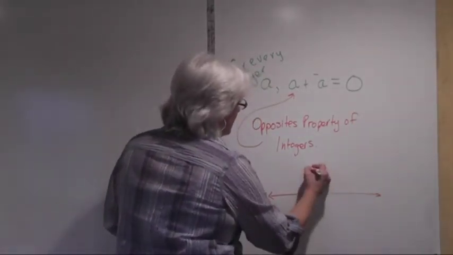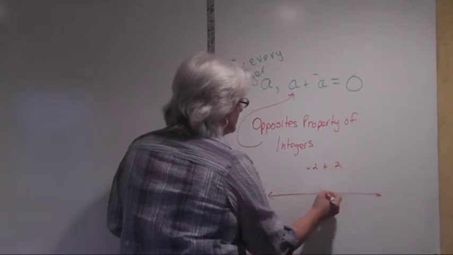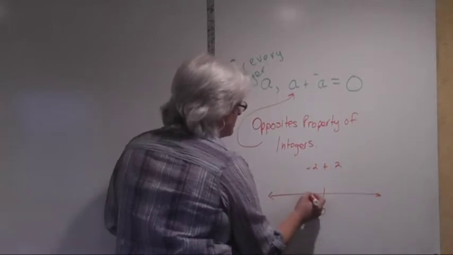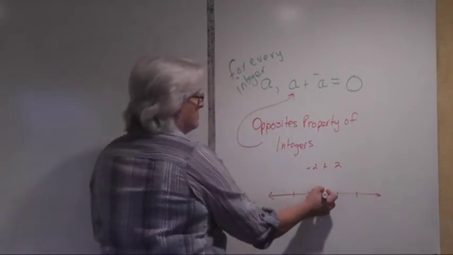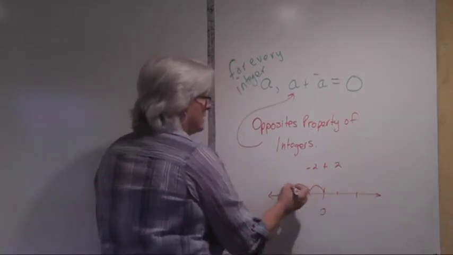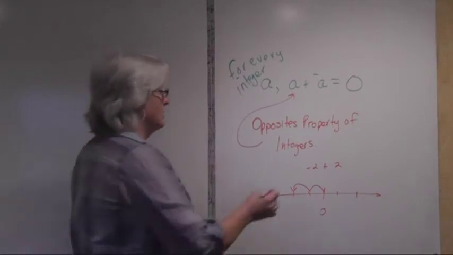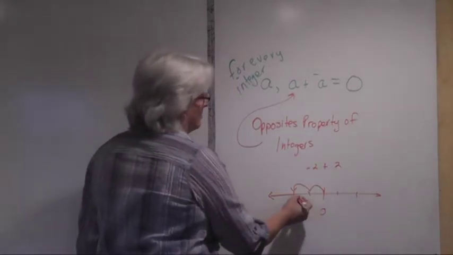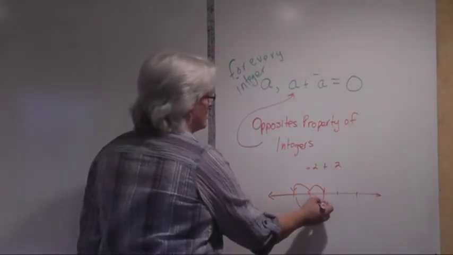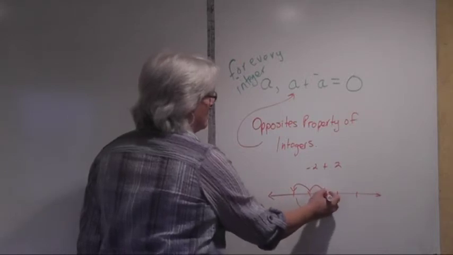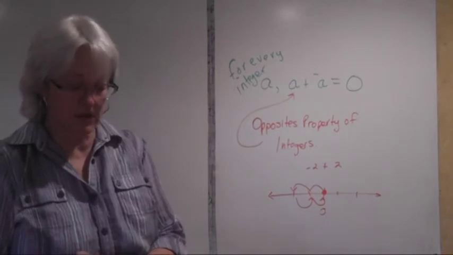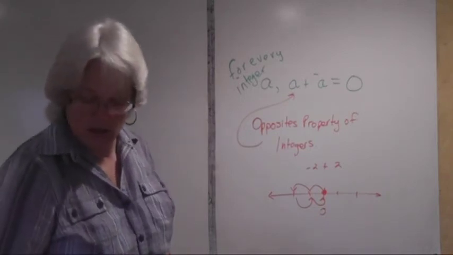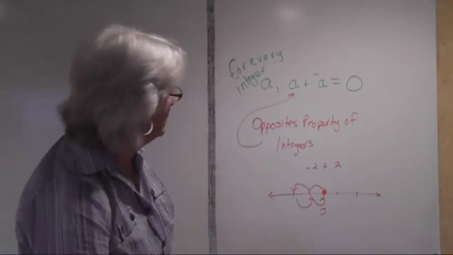Let's say that we have -2 plus 2. We start at 0. We go 2 units to the left on the number line. Then we move 2 units to the right on the number line, and you're back at 0. A number and its opposite, the sum of those is always equal to 0.